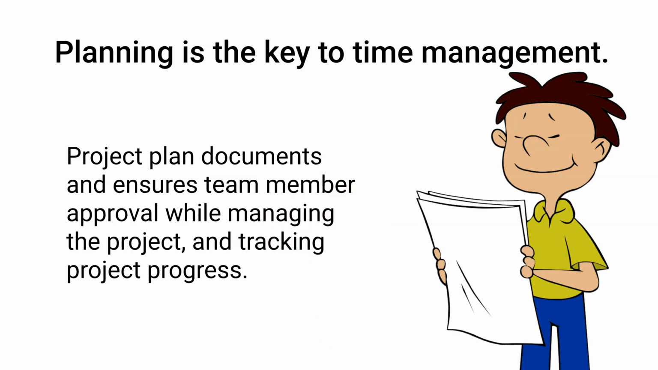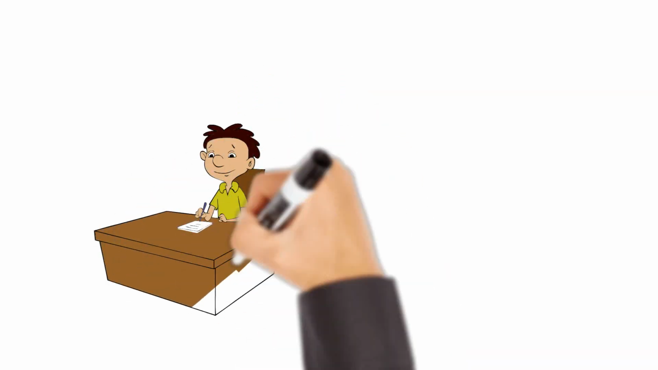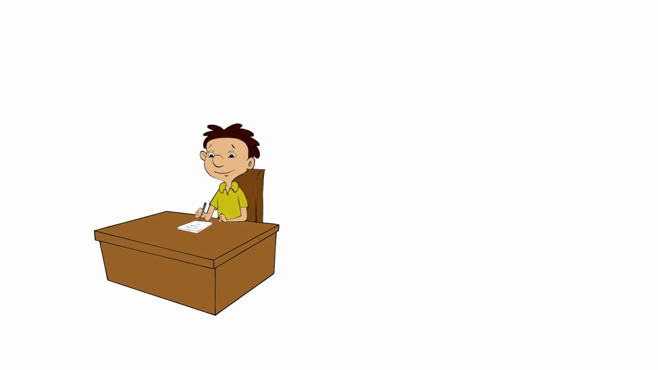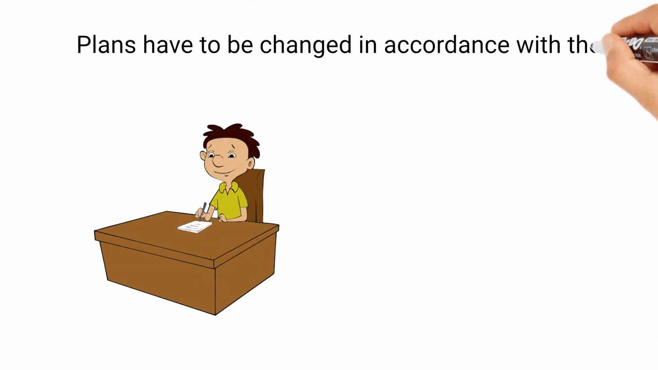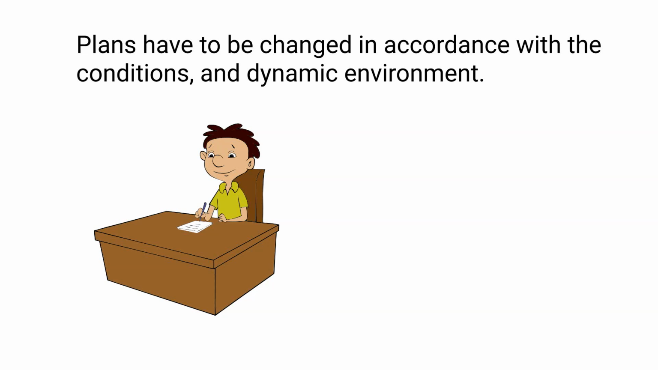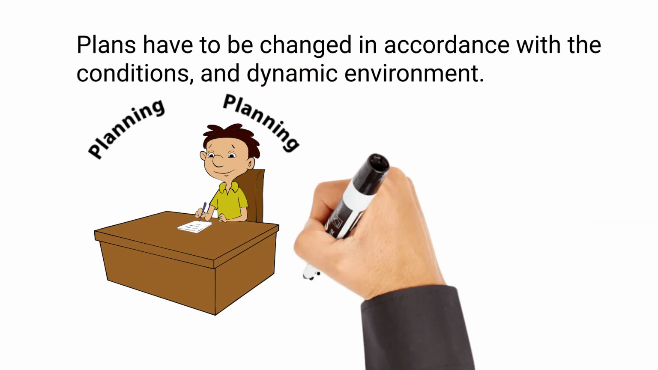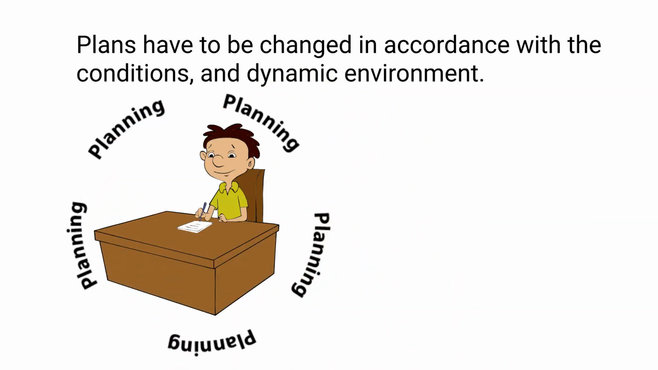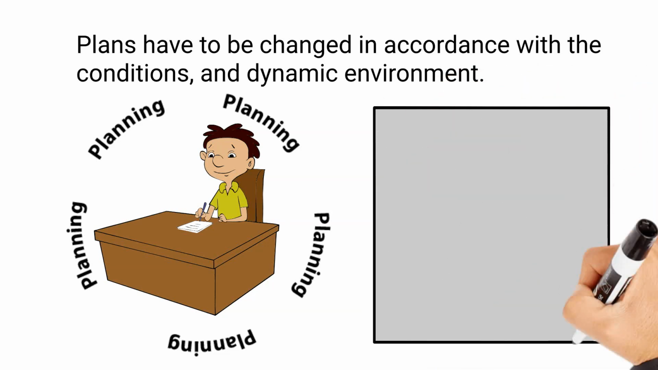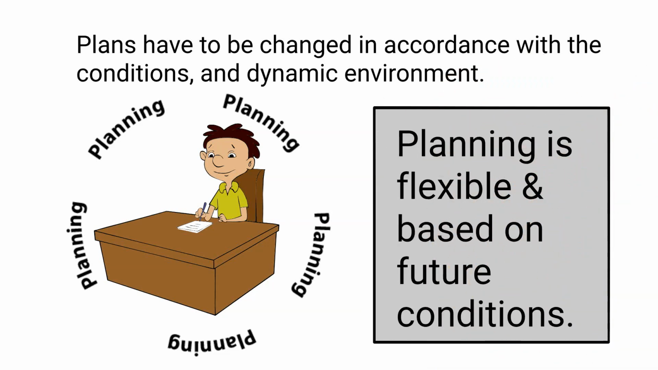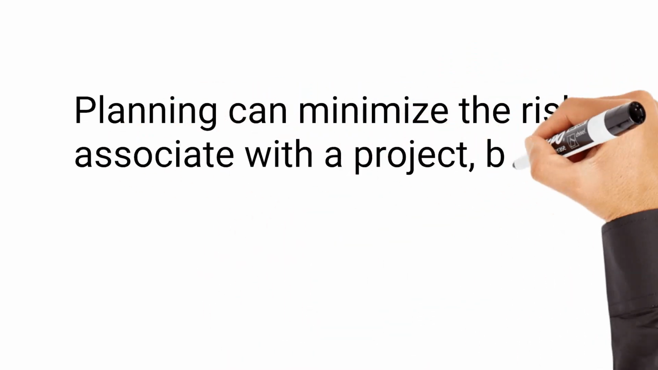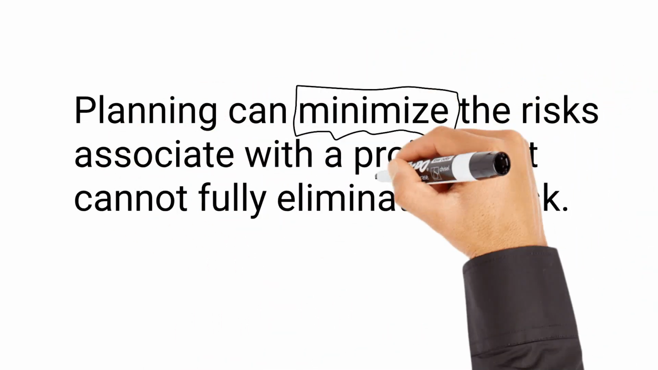However, preparation of a comprehensive plan may not guarantee success, but a lack of a sound plan will almost certainly ensure failure. As the project continues, plans have to be changed in accordance with the conditions and dynamic environment. As the project moves on, choices are made based on newly identified risks and opportunities. Project planning is never truly finished until a project is completed. The project plan may return to the planning stage multiple times prior to project completion, or even be abandoned. Planning is flexible and is based on future conditions. Remember, planning can minimize the risks associated with a project, but cannot fully eliminate the risk.